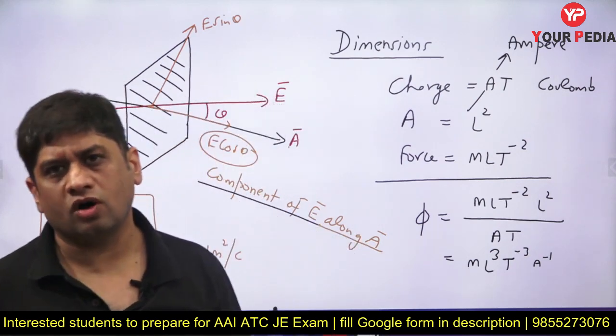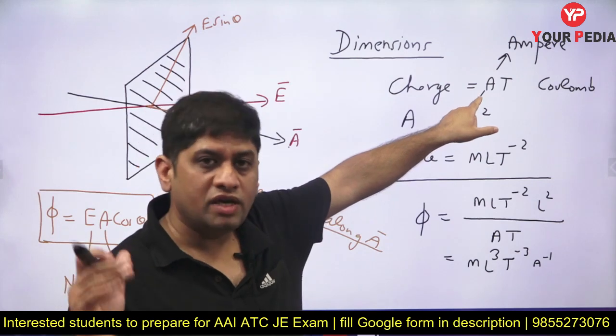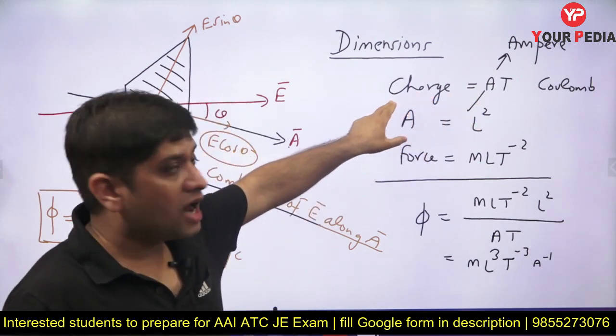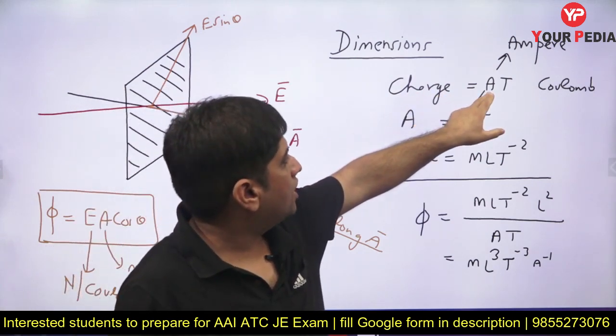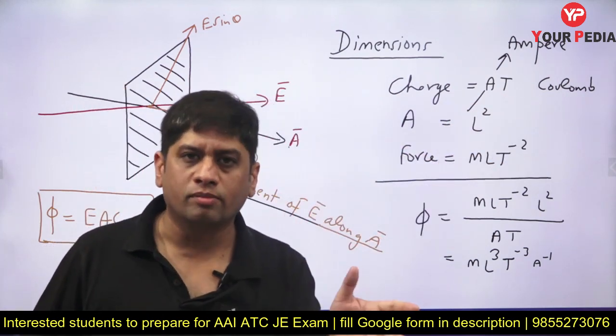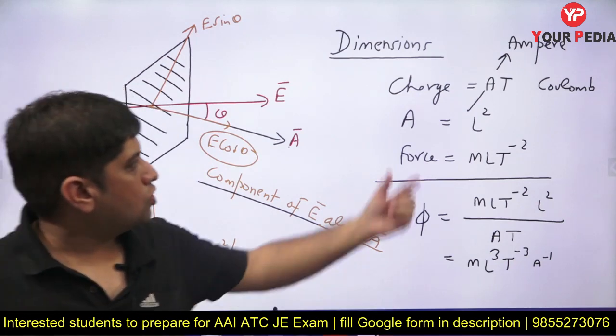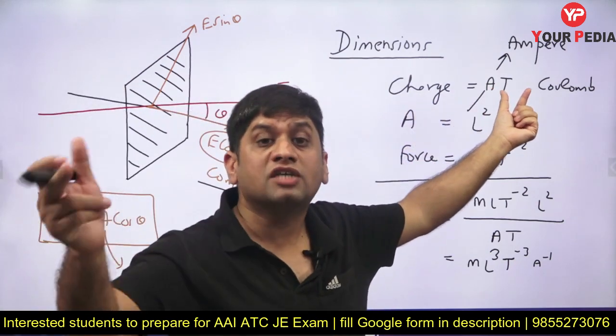We have a dimension of current. So current is written as ampere. Now charge has the dimension of ampere into time, that is Coulomb. The unit of charge is Coulomb. So 1 Coulomb is ampere into time, A into T. So A into T is the dimension of charge.